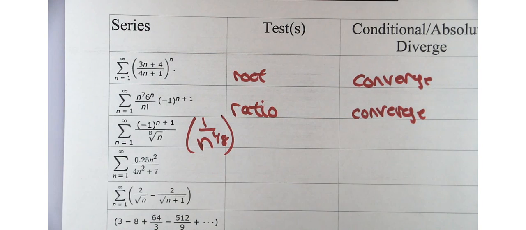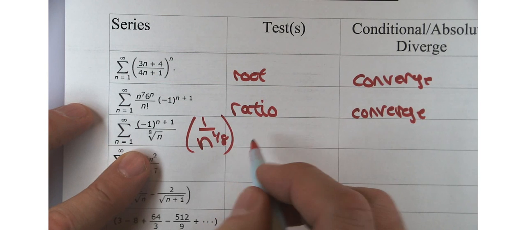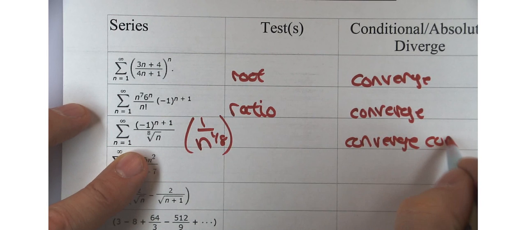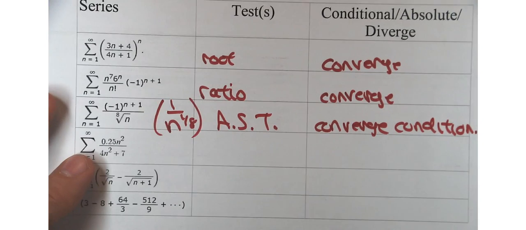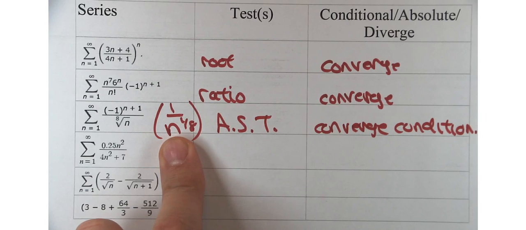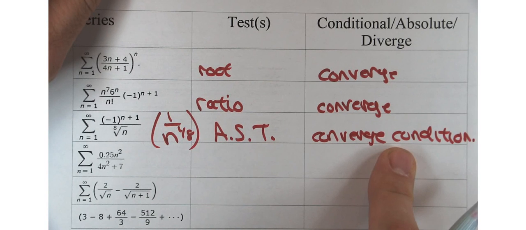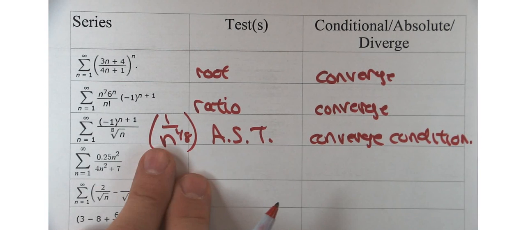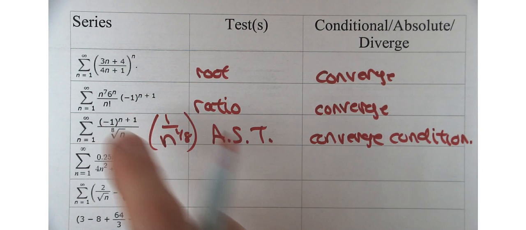So what's that say about this series knowing that it alternates? It's going to converge conditionally by the alternating series test. All right, so you have to have a decreasing sequence and alternating in order for it to converge. So it converges conditionally. By itself, without the alternating part, it would just be a p-series and it would diverge. So it only converges conditionally, conditioned on the fact that it alternates.